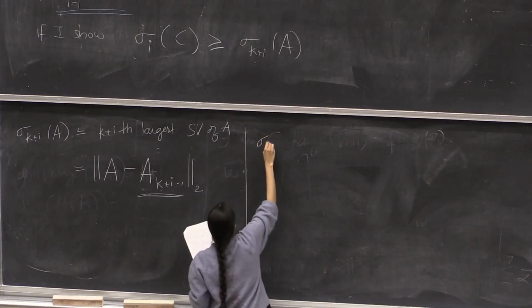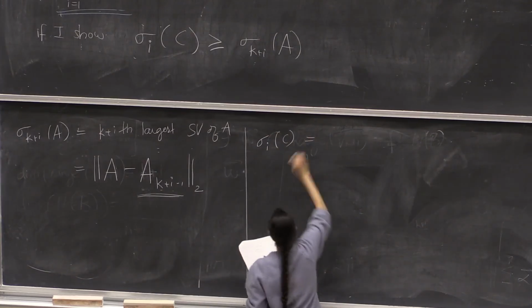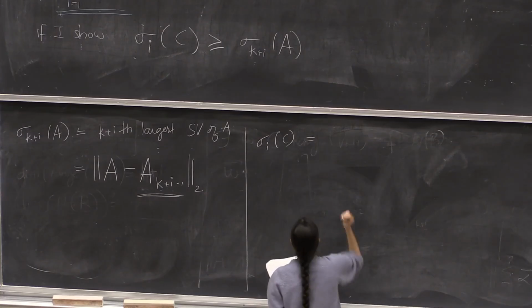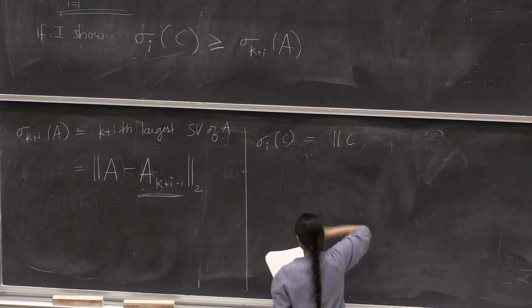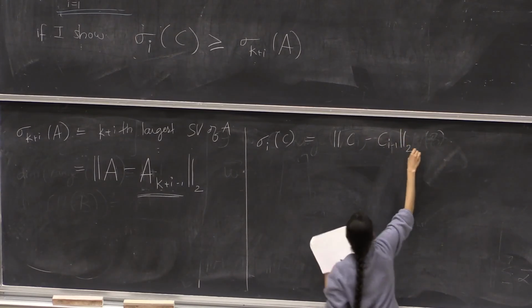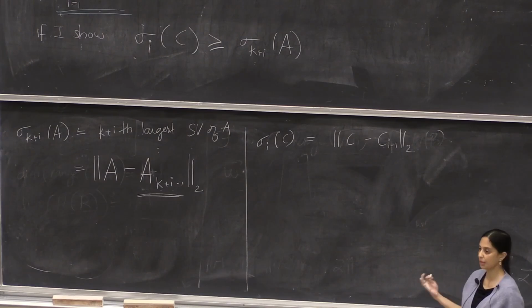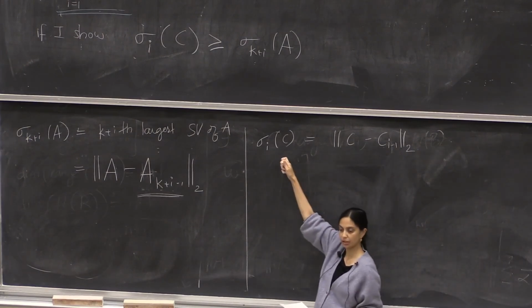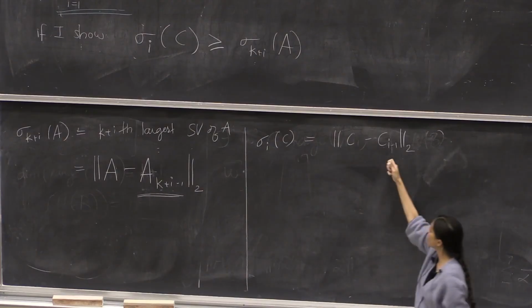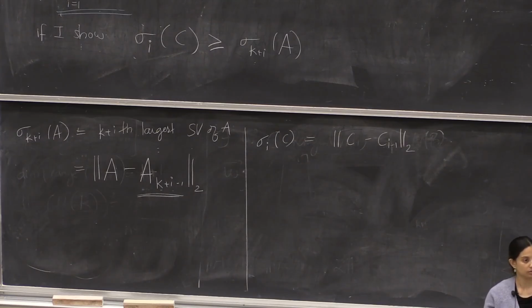So now if I consider sigma i of C, I'm going to think about this as C minus C_{i-1}. For any matrix C, I can do the same thing. The ith singular value is what remains after I remove the best i minus 1th rank approximation, exactly what we did in the previous case of the spectral norm.